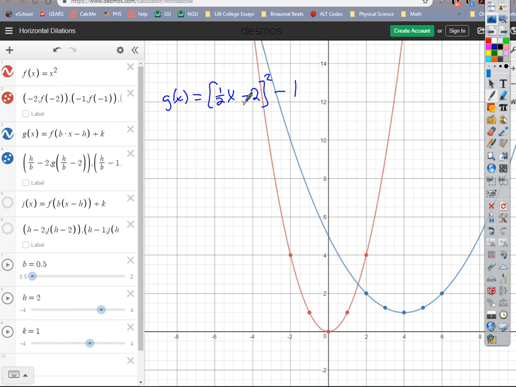So here's the way you have to think about this one. This is very different. This time we're going to ignore the dilation factor, and we're just going to translate this thing like we normally would. So it's going to be a regular x squared graph that's going to go right by 2 and down by 1, okay?